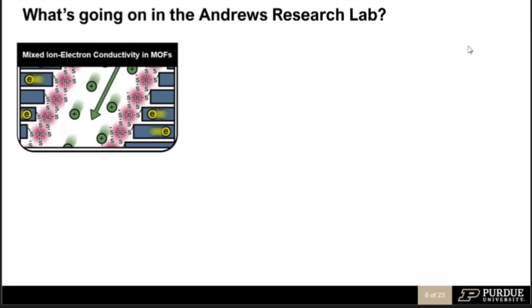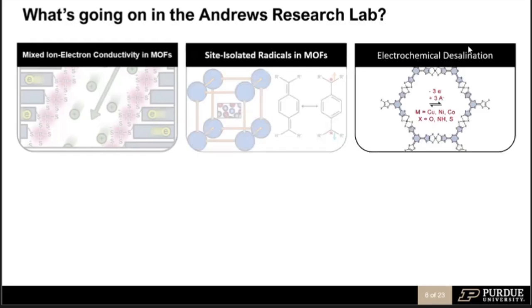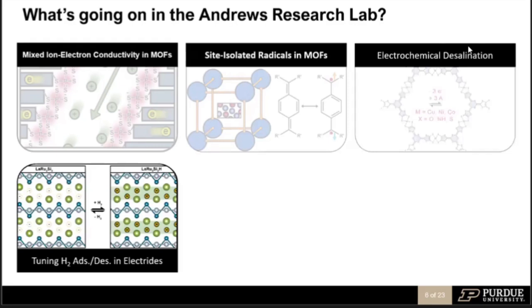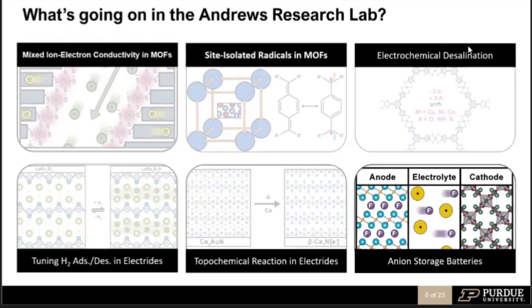Right, so we make mixed ion electron conductors. So there's electrochemistry that goes into this. We do site isolated radicals for a lot of quantum sensing and things like that. We do electrochemical desalination. And then we also do hydrogen storage, right? And these electrolytes, we do total chemistry to try to stabilize and structure the phases in an indirect way and expand the material palette.